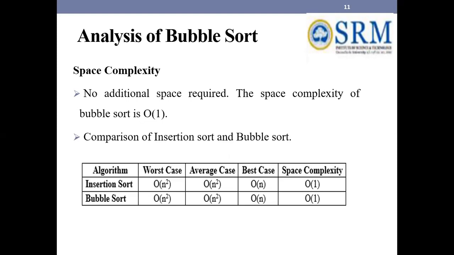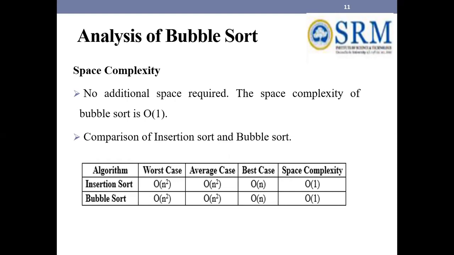And for space complexity, bubble sort does not require additional memory space. It is an in-place sorting algorithm. With the input array arr, all the operations are performed in the array itself. It doesn't require an extra array or extra memory space for sorting. So the space complexity of bubble sort is order of 1. It needs only one array.